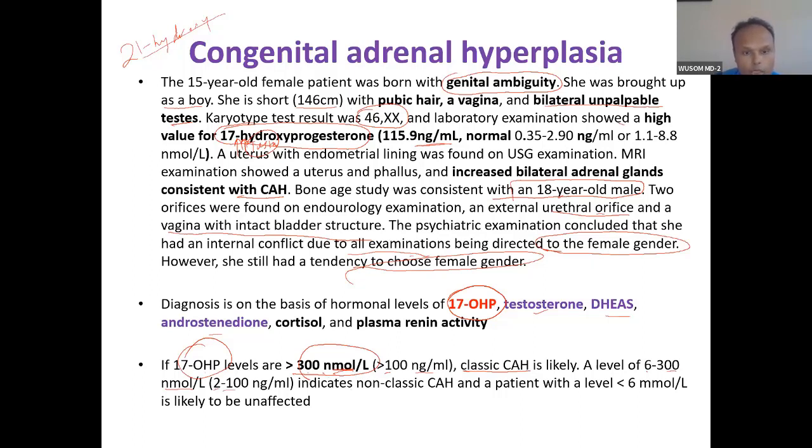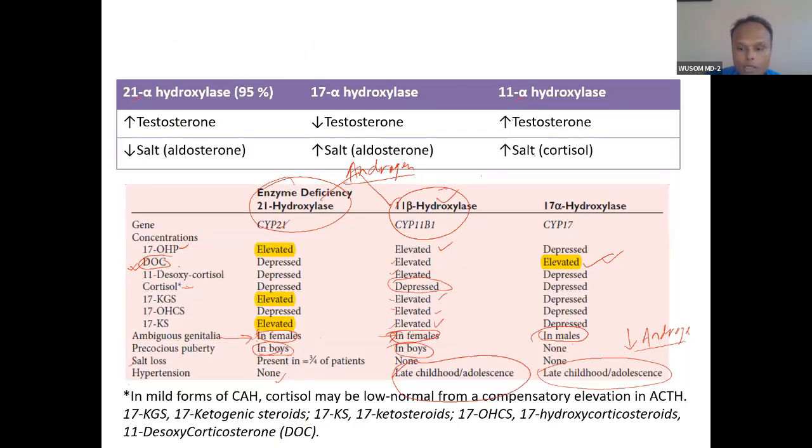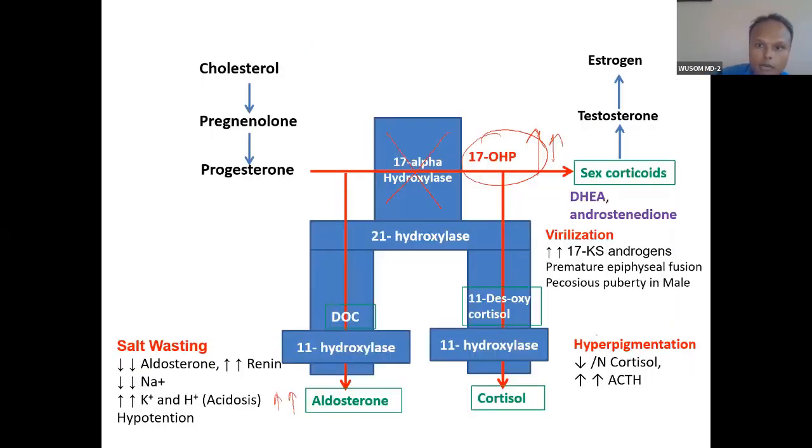So 200 to 100 nanogram per ml is 11 alpha hydroxylase. Because 11, let's see, I'll tell you this. What is this?